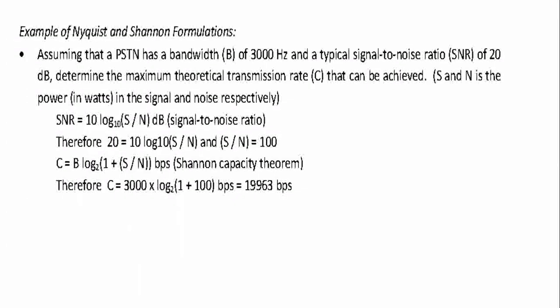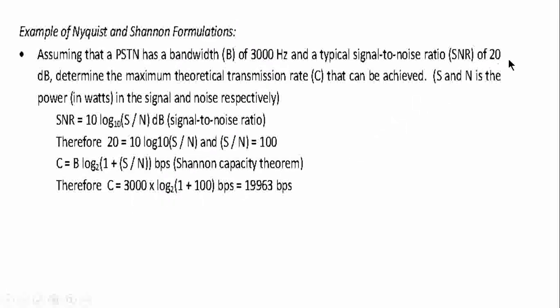Right. So for example, assuming that the PSTN has the bandwidth of 3000 Hz and the typical signal to noise ratio is 20 decibels. Determine the maximum theoretical transmission rate that can be achieved. Remember the formula? The formula that we just looked at is transmission capacity C equals B log 2 of 1 plus signal to noise ratio, according to Claude Shannon theory. So it's just a matter of substitution. We are told from the question that you've got the bandwidth of 3000 Hz, just put it there.